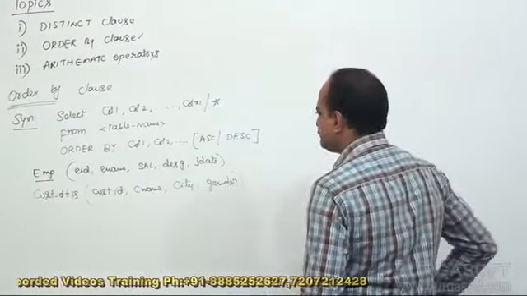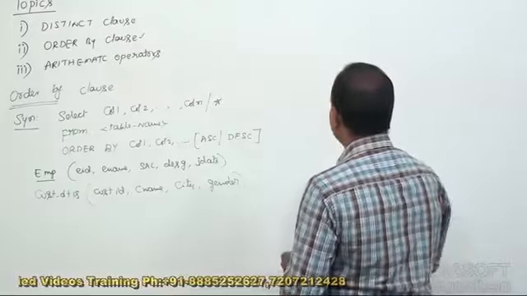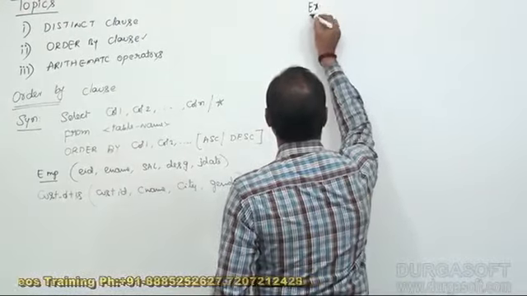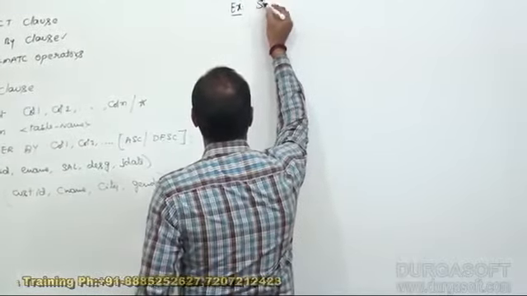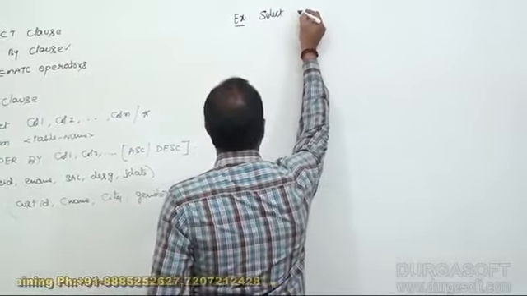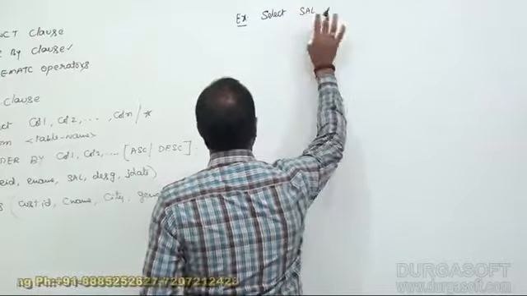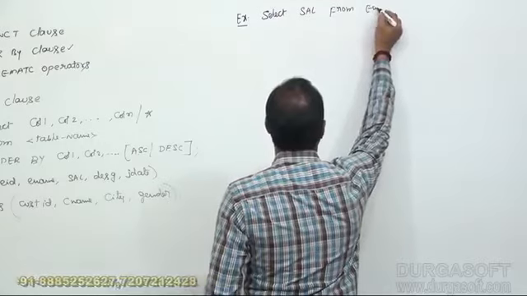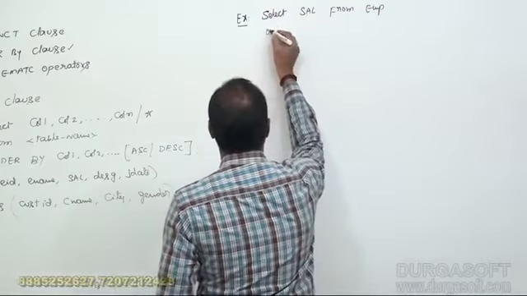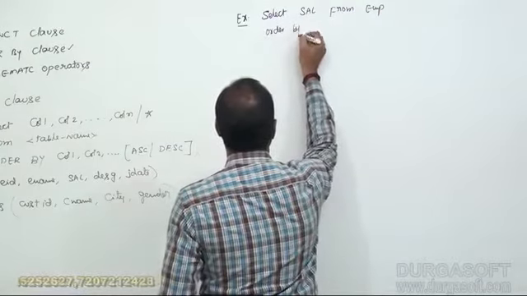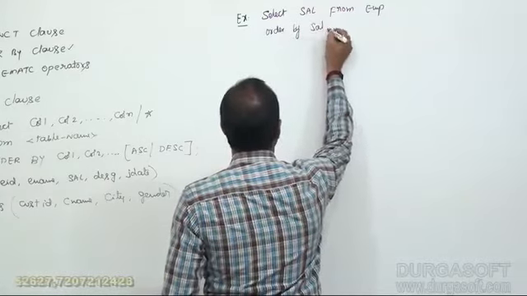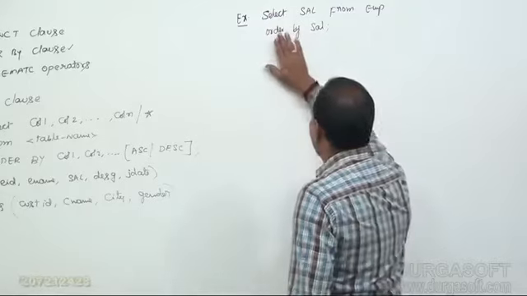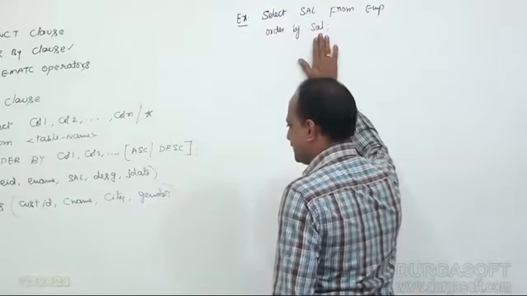See here, first example, I want to see employee salaries in ascending order. Select salary. I want to see only salaries. From, what is the table name? EMP. Order by salary. You are applying the order by clause on salary, so it is applicable on the salary column.